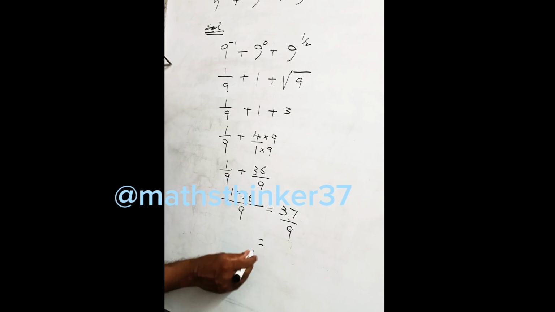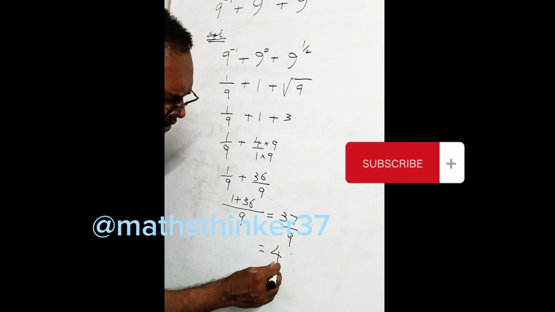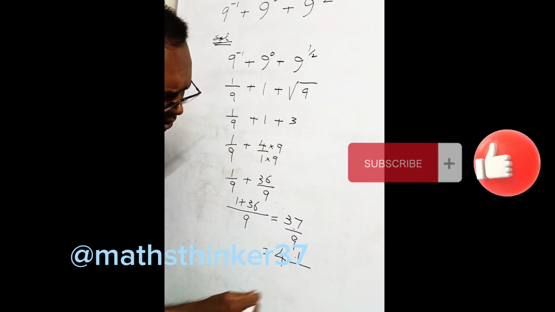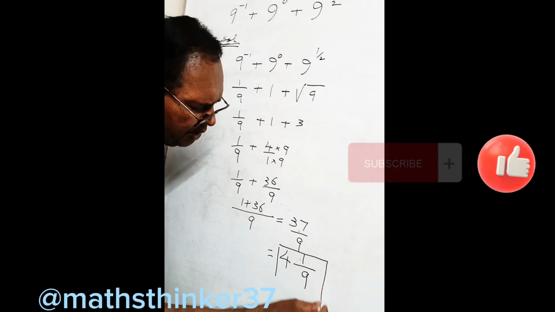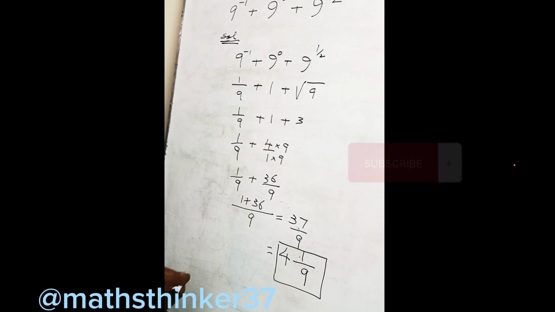And we can write this value: 9 fours are 36, 1 left, and 9. So this value we can write in mixed number as 4 whole 1 upon 9.